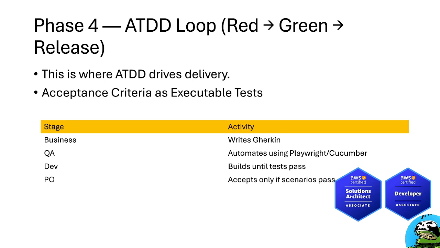Alright, so phase 4, the ATDD loop: red, green, release. This is where ATDD drives delivery, with acceptance criteria as executable tests. Business writes Gherkin, QA automates using Playwright. So that is, we already have that. Dev builds until unit tests pass. PO accepts only if scenarios pass.